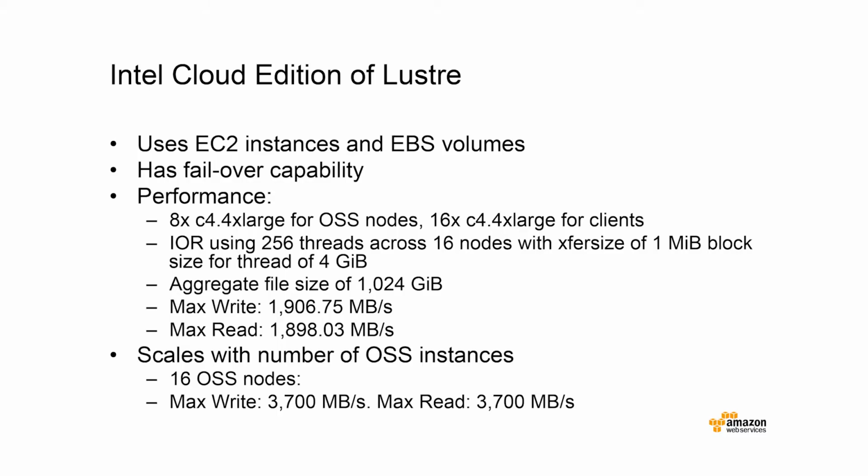But they also showed that it scales with the number of OSSs. So 8 gives you just a little bit under 2 gigabytes a second, 16 gives you just a little bit under 4 gigabytes a second, 3.7. So it scales. So the great thing about Lustre in the cloud is, do you want 8 OSS nodes? Do you want 16? Do you want 32? Do you want 2? It scales. Whereas on-premise Lustre systems, you have a fixed number of OSS nodes, and that's where you're going to stay.